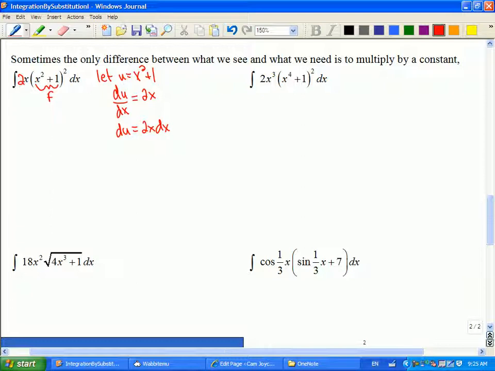A half outside will balance it out, right? So if I put a half here, there's no change now in the antiderivative. Okay, so now I can see how I'm going to make my substitution. I'll have 1/2 the integral of u squared du, because 2x dx is going to allow me to switch that to a du. I have all the pieces there. Now I can make the full switch.